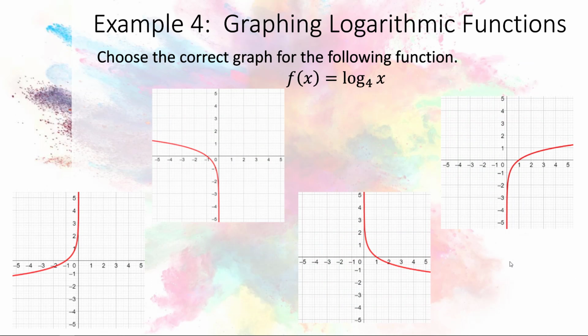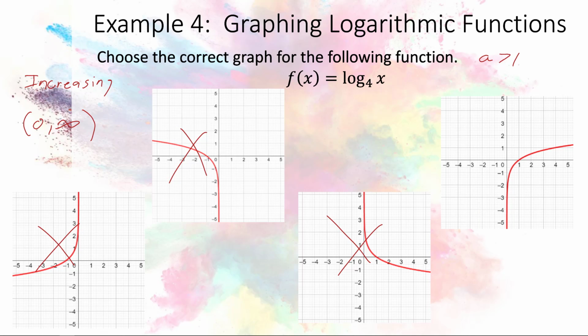Okay, the next one we have here is the log base 4 of x. For this particular case, the base is greater than 1, which means we're going to have an increasing function, which means that this one's out because it's decreasing, and this one's out because it's decreasing. And once again, the domain has to be the positive real line from 0 to infinity. This takes on negative values, so this has to be out. This is our logarithm function.